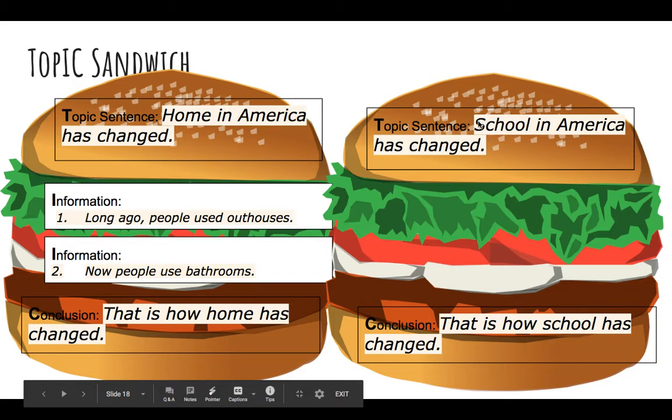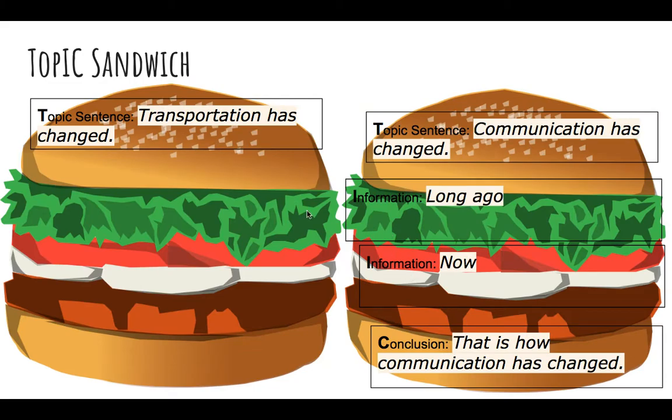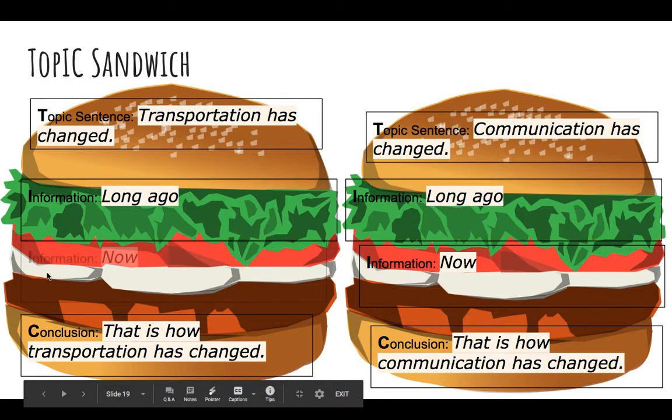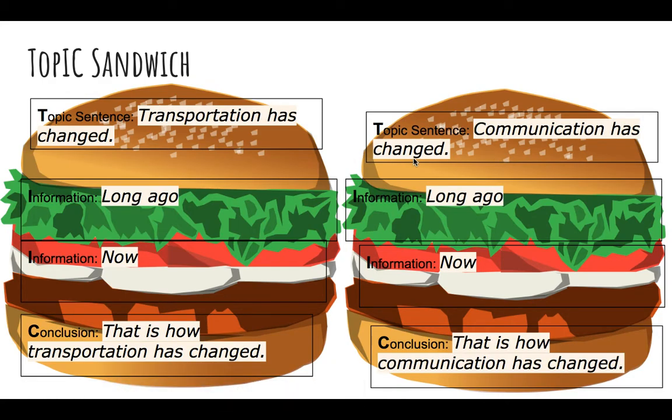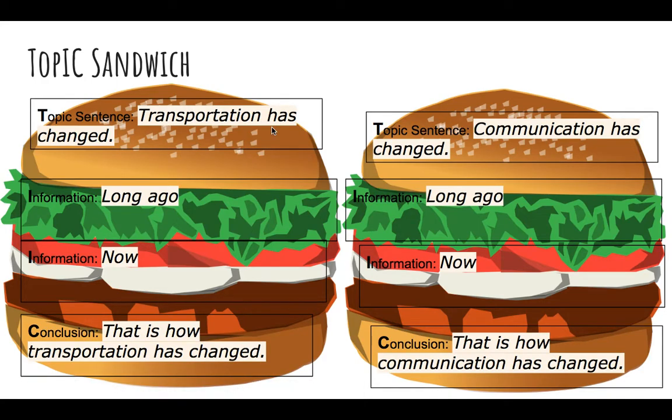Notice the pattern. I say school in America, home in America. That is how. That is how. So you don't really need this, friends. Miss G just has it here so that you guys can remember. But you can see the patterns, and it's easier when you write on your own. Transportation has changed. That is how transportation has changed. Long ago, now, there you go, right? Communication has changed. Long ago, now, that is how communication has changed. So even though these are longer words, if you don't have exactly the same on your paper, that is okay. Miss G is going to know, all right?